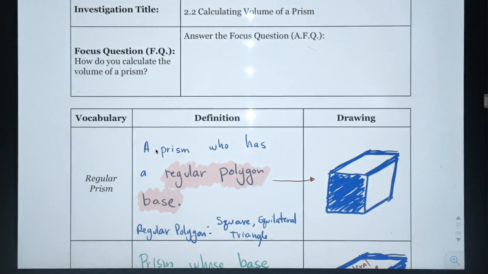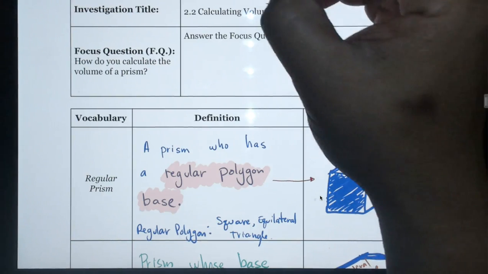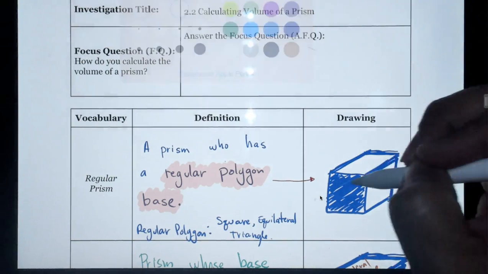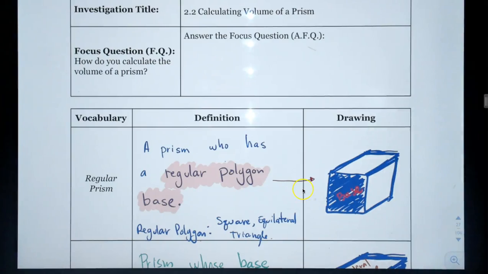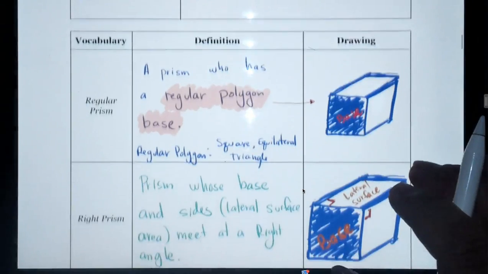Okay. A regular prism is a prism that has a regular polygon as a base. That means the base is either going to be an equilateral triangle, a square, an equilateral pentagon, or hexagon, whatever it might be. This is the base we're talking about right here. So the base changes based on the type of prism we are looking at.